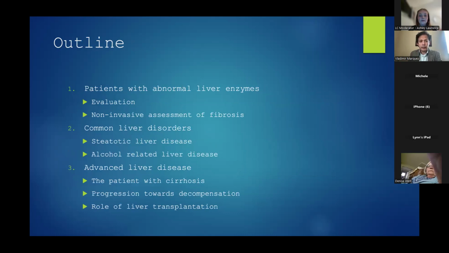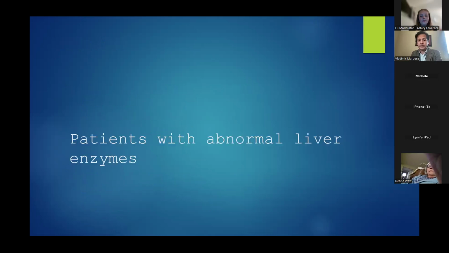This is the outline of the presentation. The two common liver diseases that I decided to discuss a bit more today are what we call steatotic liver disease, or what we may know more as fatty liver disease, and alcohol-related liver disease, as these are the two more prevalent liver conditions that we see. We're going to have a little bit of a discussion on advanced liver disease in general and the patient with cirrhosis, and how to manage initially a patient who's presenting with abnormal liver enzymes.